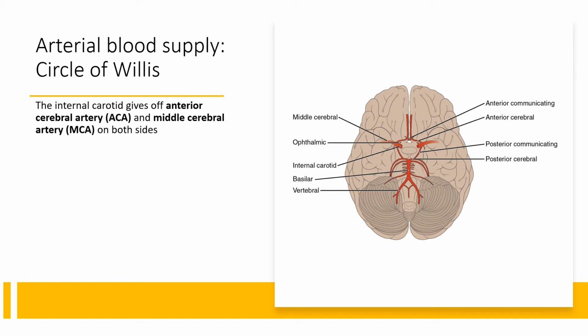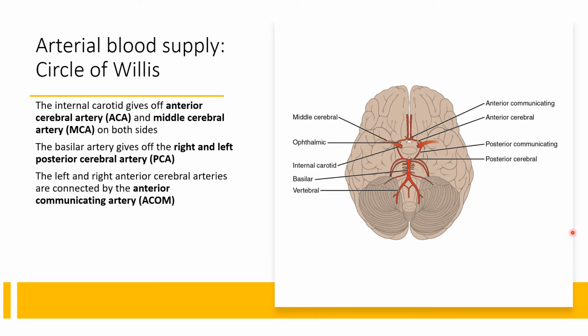As I already mentioned, the internal carotid artery gives off the anterior cerebral artery and middle cerebral artery. So you've got your internal carotid artery coming in here and giving off your middle cerebral and anterior cerebral. Again, on this side, internal carotid, which is cut off, giving rise to the middle cerebral, anterior cerebral. And the basilar artery, which as we just mentioned is formed by the fusion of the right and left vertebral arteries, gives off the right and left posterior cerebral arteries.